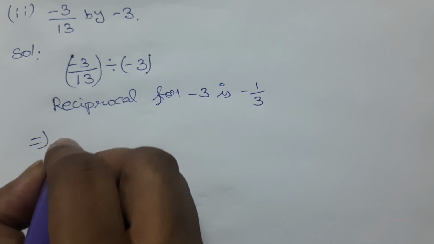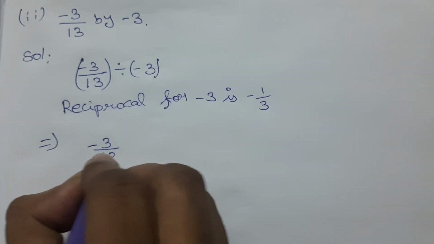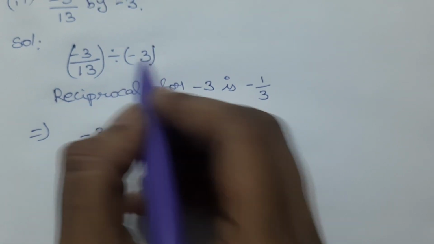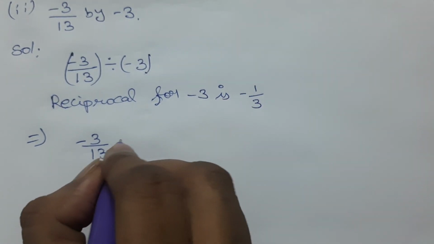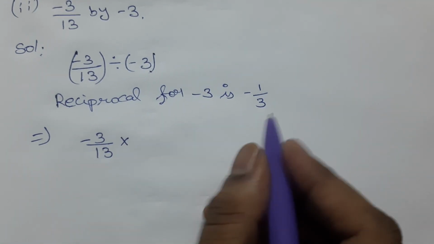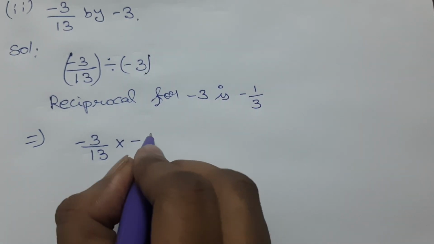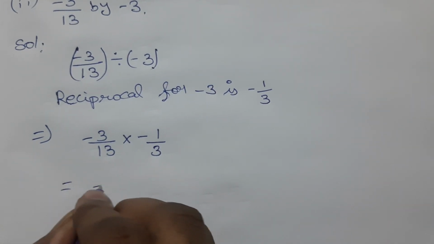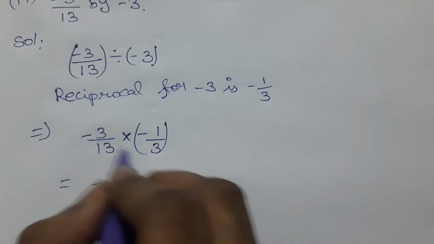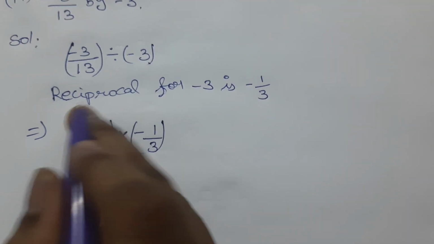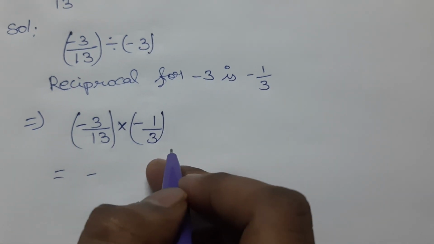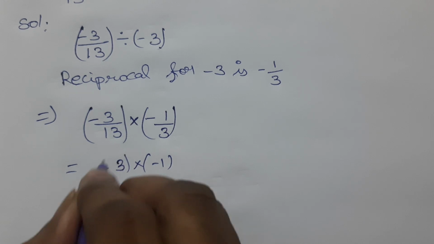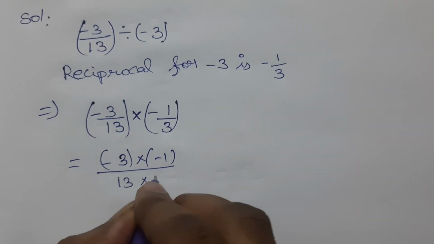Now come to the question. Minus 3 by 13. Now shall we put division here? No, because we took a reciprocal. So you can take the multiplication symbol and put the reciprocal, minus 1 by 3. Okay, so that is equal to, and now it is multiplication. We can multiply numerator by numerator and denominator by denominator. So minus 3 into minus 1 divided by 13 into 3.